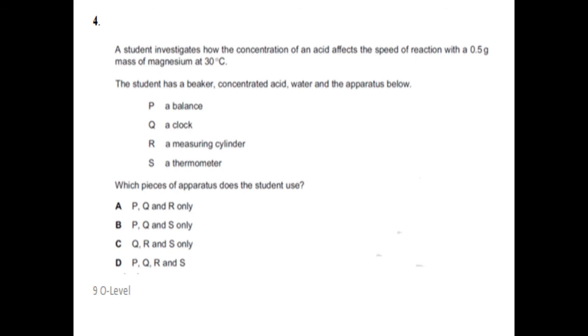Number 4. A student investigates how the concentration of an acid affects the speed of a reaction with a 0.5 gram mass of magnesium at 30 degrees Celsius. Now, a student is given a task that he has to look for the effect of the concentration of an acid on the speed of the reaction, and the given mass is there. So, 3 quantities are to be observed and measured. Options are P, a balance, Q, a clock, R, a measuring cylinder, and S, a thermometer. So what should be the selection of apparatus?